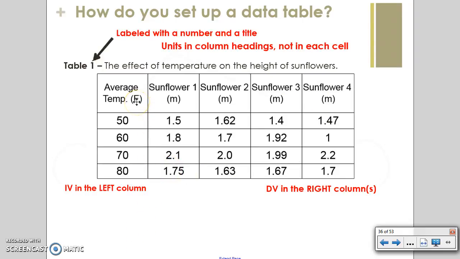We know that it's temperature in Fahrenheit because the author has included their units in their column headings. They did that instead of putting it in the cell so that the cell is easy and clean to read. They did the same over here when they were looking at the height of their sunflower. We know that they measured it in meters, however they didn't put it within every cell so that the cells are easier and cleaner to read.